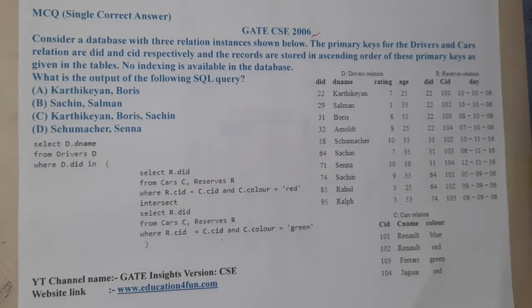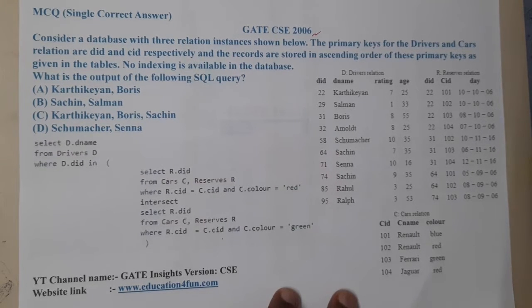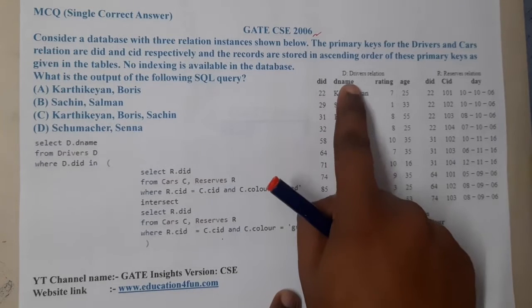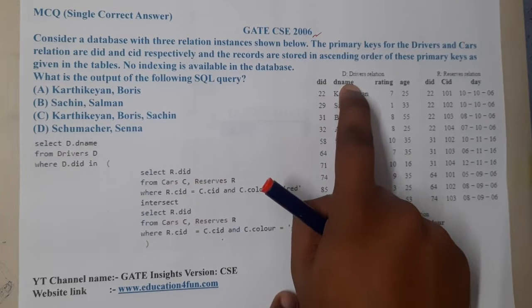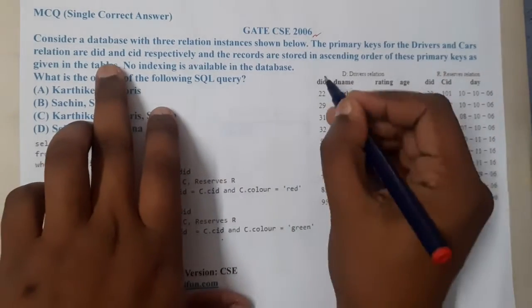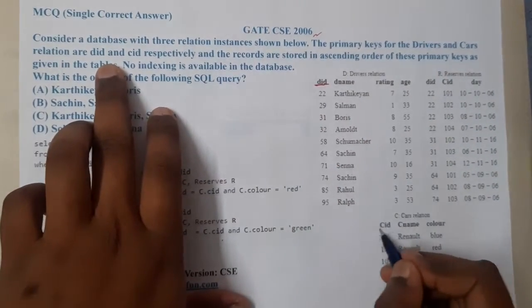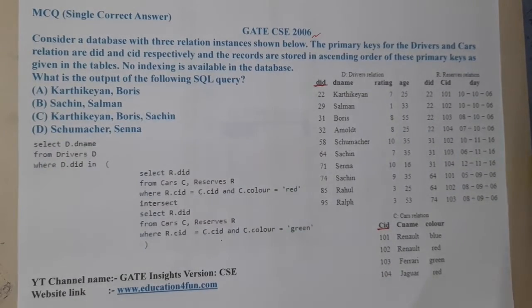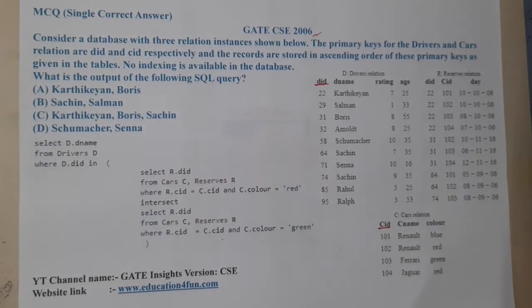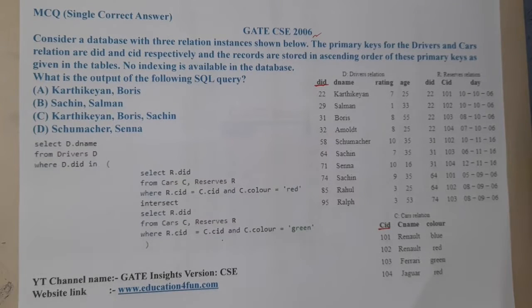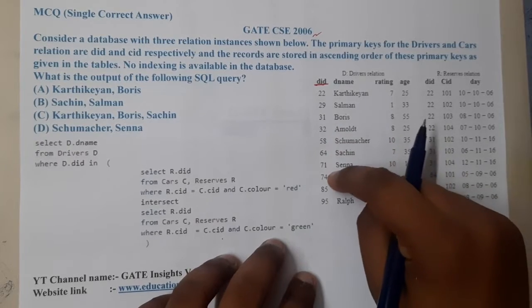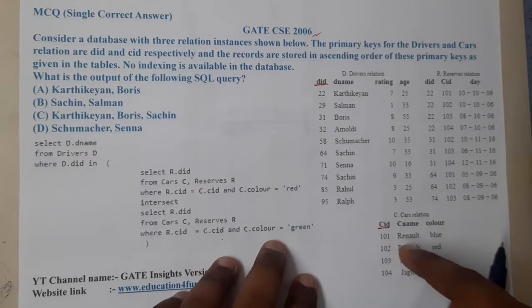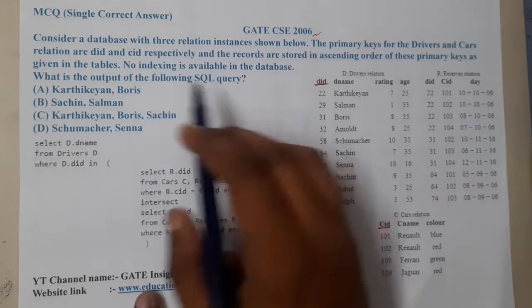So they give three tables in the question. The primary key for drivers and cars relation are DID and CID respectively. For drivers, it is DID. For cars, it is CID, and the records are stored in ascending order of their primary key. So 22, 29, 31, 32, 58, 64, 71, 74, 85, 95, 101, 102, 103, 104.